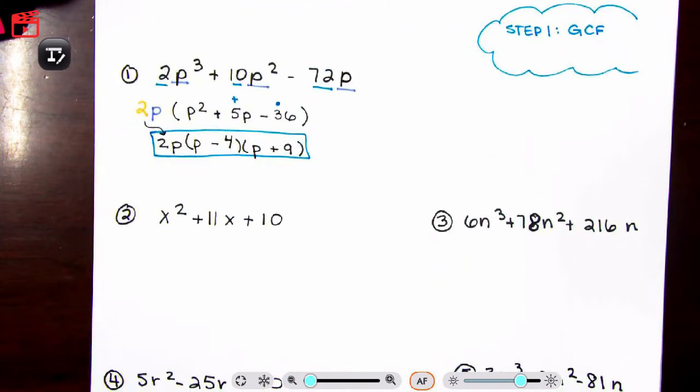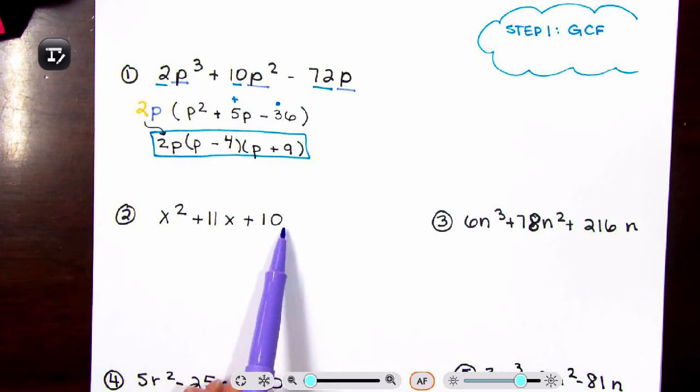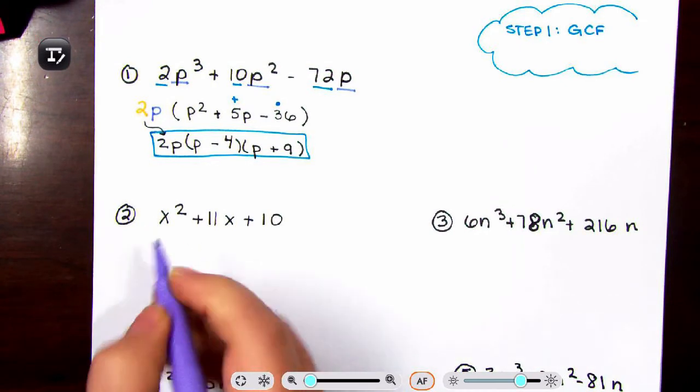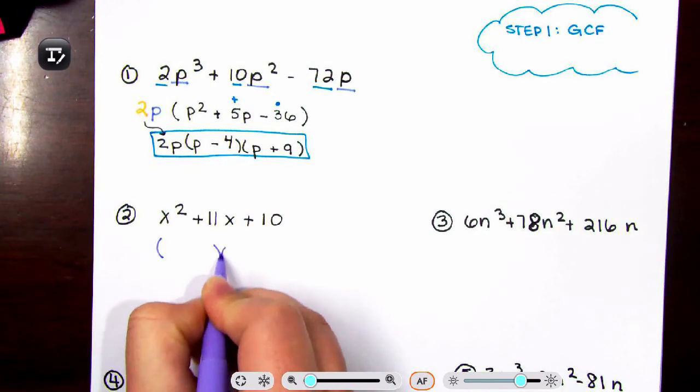Example number 2, we start out, is there a GCF? I have an x, no x. I have a 10, 11, no number. So that means there's no GCF. We can jump right into factoring using the guess and check method.